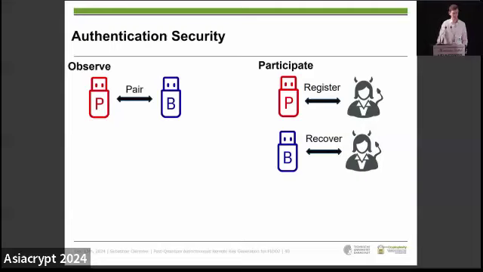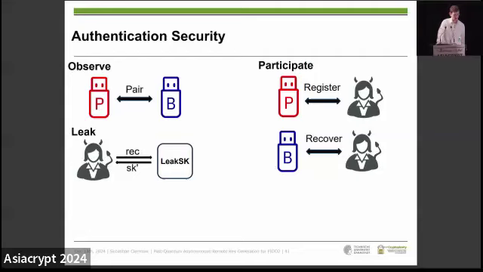Then he has the ability to participate in registration and recovery ceremonies. This corresponds to the case where a user registers with the service that is hosted by the adversary. So the adversary can observe the derivation of public keys and also signatures that are created during the recovery process. Additionally, the adversary has access to a leak oracle, which can leak the associated secrets with the derived public keys that you can observe during the registration phases.